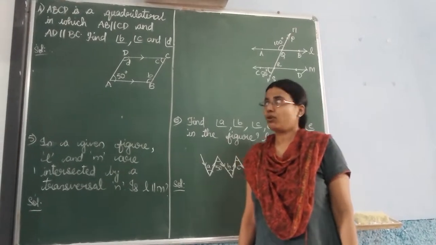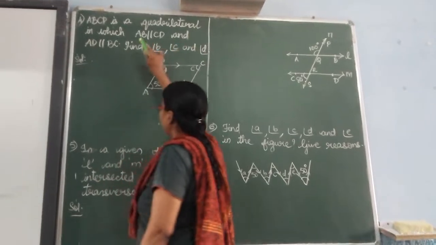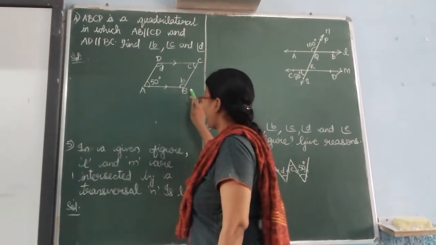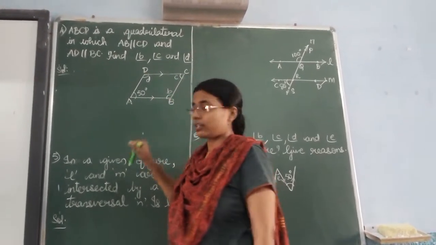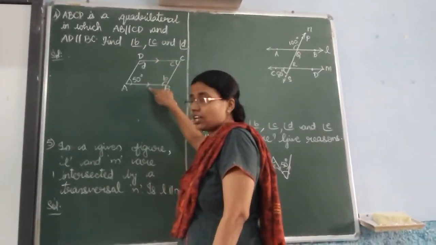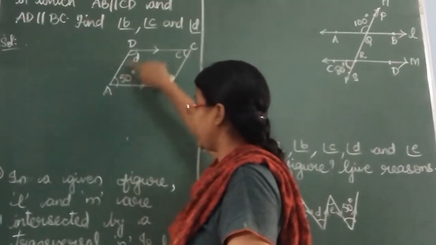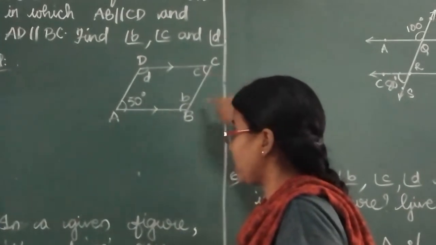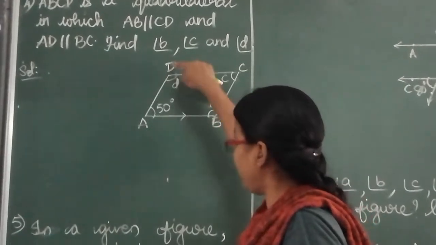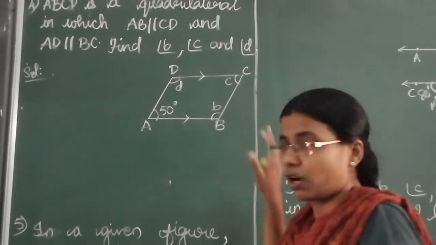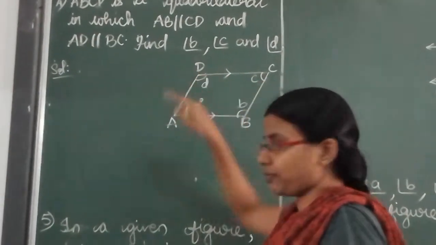Okay, children. Fourth question. ABCD is a quadrilateral in which AB is parallel to CD. These two are parallel. How can you show it in the diagram? When arrow marks are shown like this, it means they are parallel to each other. And AD is parallel to BC. AB is parallel to CD and AD is parallel to BC. This is what is given. Find angle B, angle C and angle D.